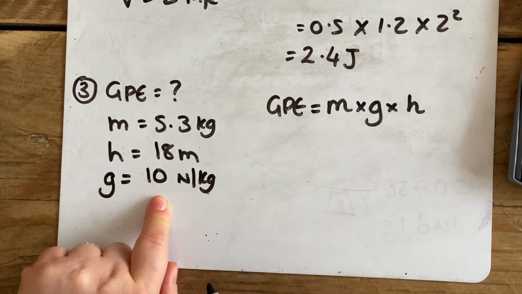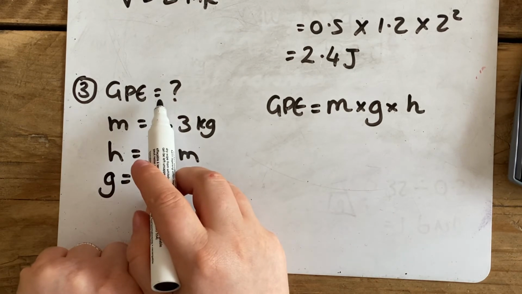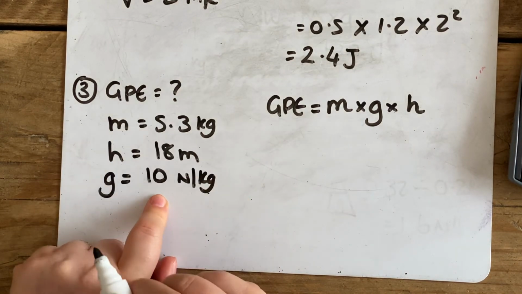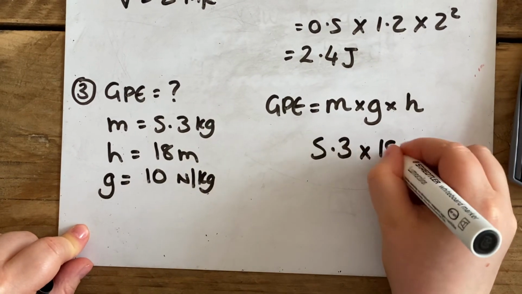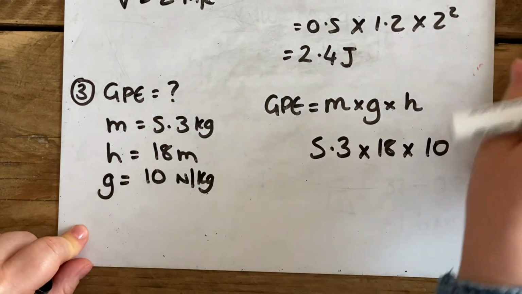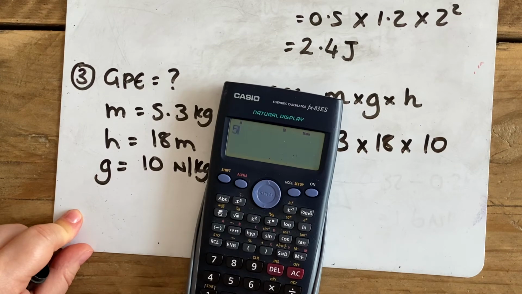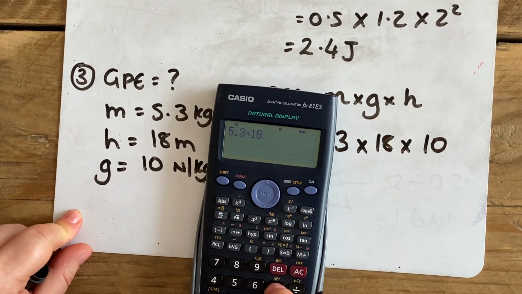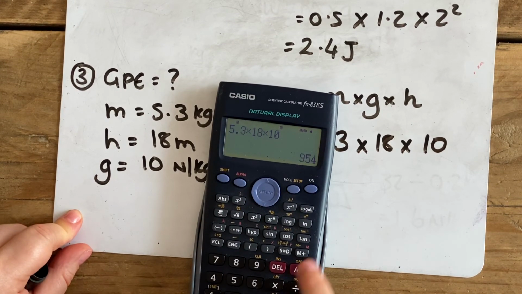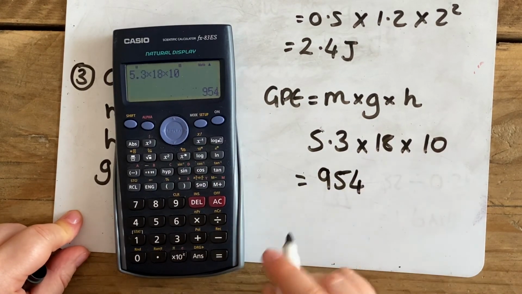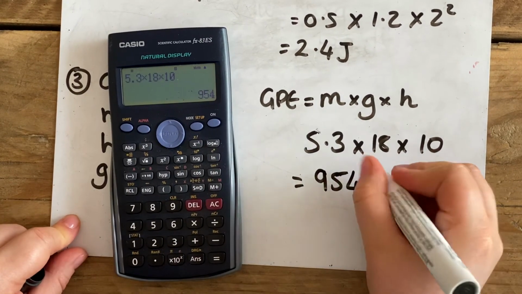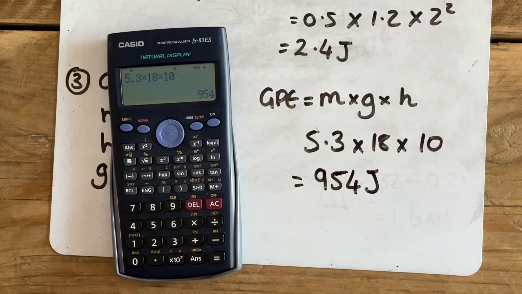I don't need to rearrange my equation because I want to find gravitational potential energy, so I just need to put my numbers into that. So it's going to be 5.3 times 18 times 10, which is 954. Again, gravitational potential energy, so my units are joules.